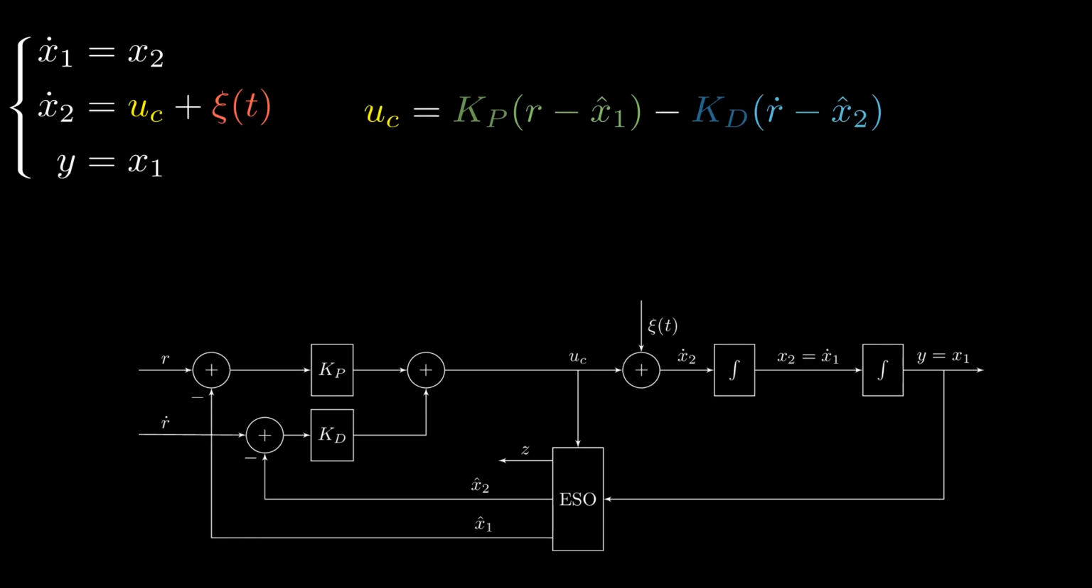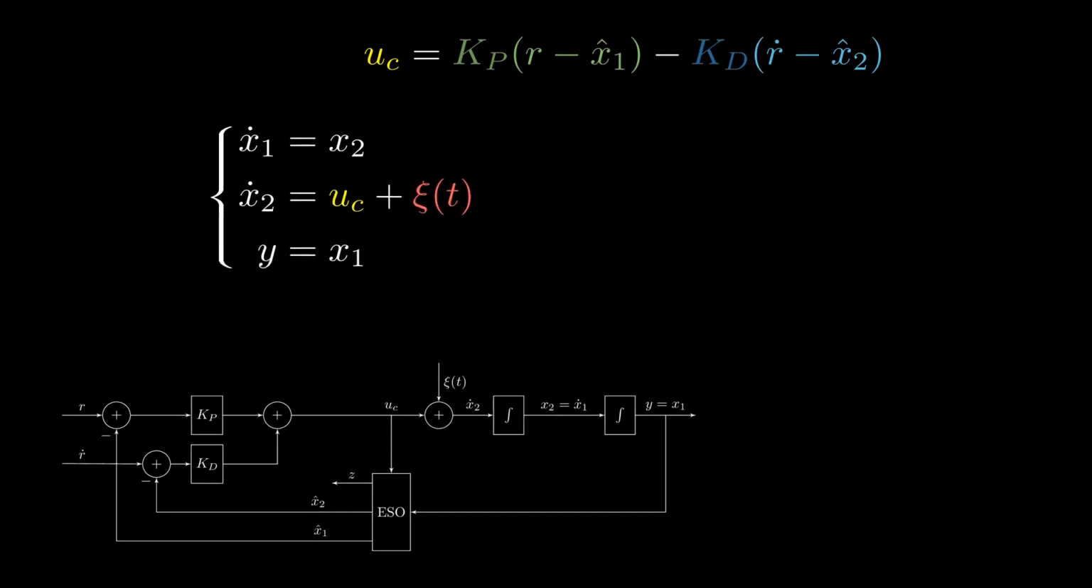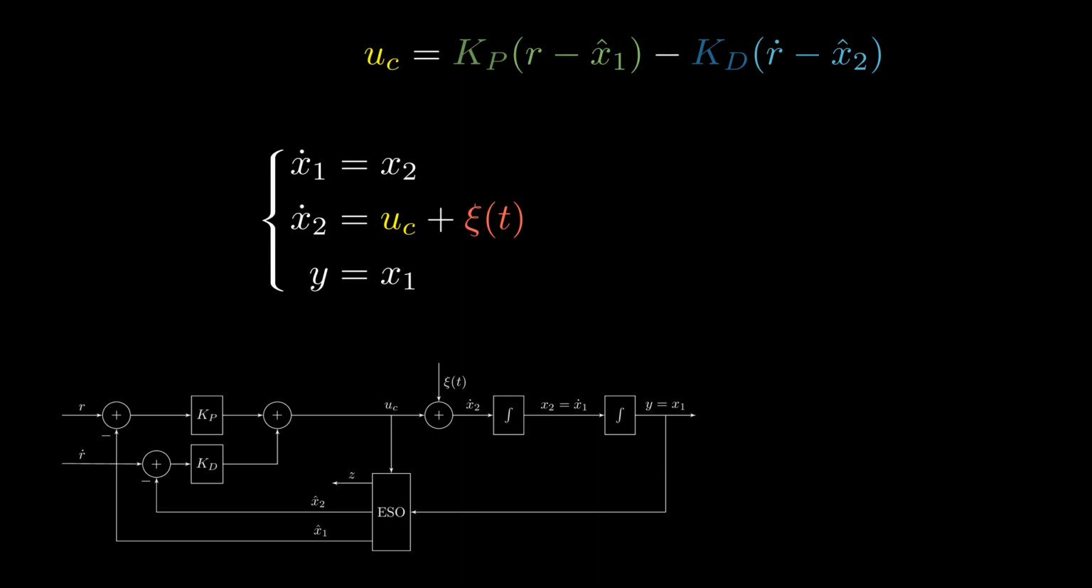Let's take a look at the assumed system model. You may notice that the total disturbance Xi adds to the control input U. What if I could subtract the disturbance from the controller output? That would cancel the disturbance, leaving only the controller input. In reality, we don't know the disturbance, but as we have already shown, it can be estimated using the extended state observer. Let's then replace the disturbance with its estimate Z.